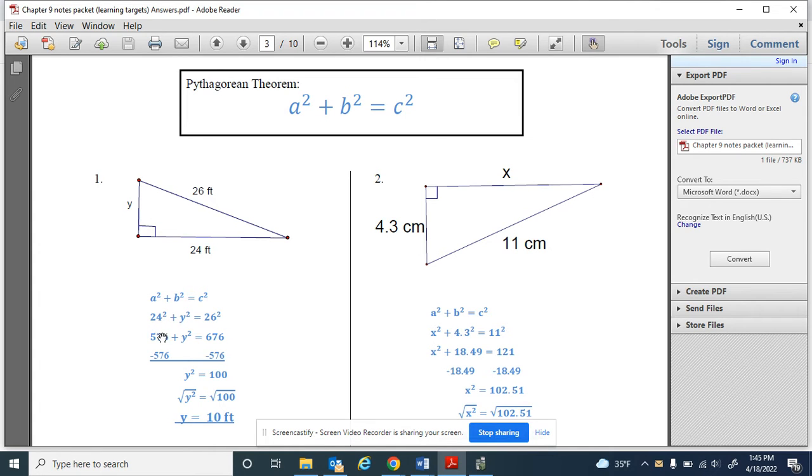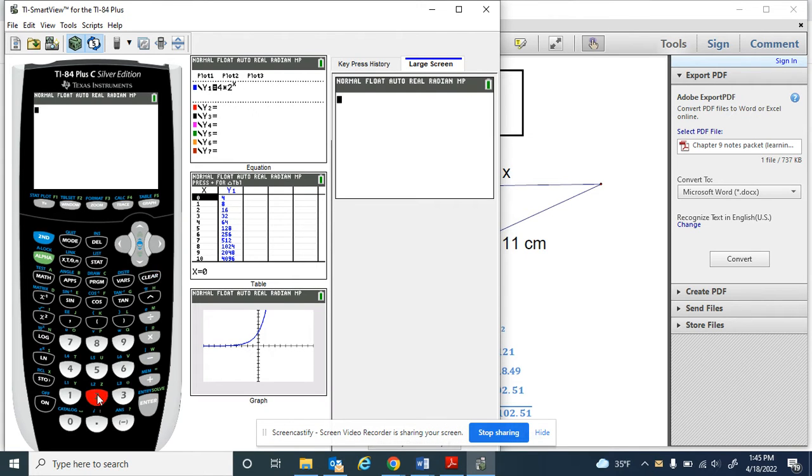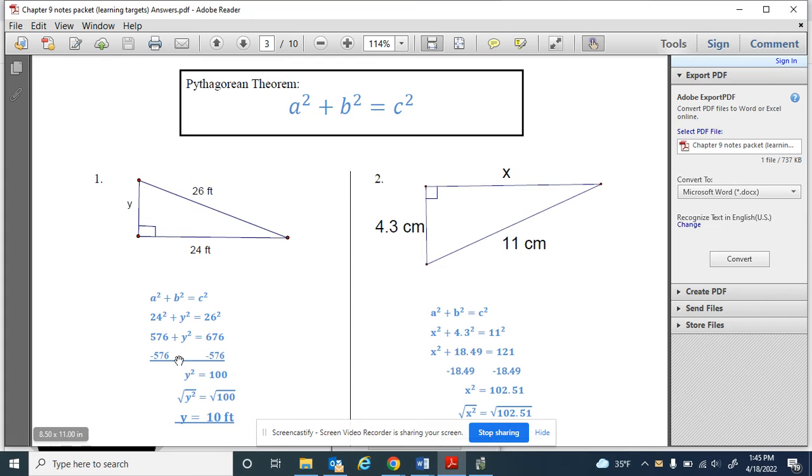And then what I'm going to do is go ahead and square 24. I'll show that on the calculator here so I can hit 24 squared. Squaring key is here above log. I get 576. And 26 squared is 676.